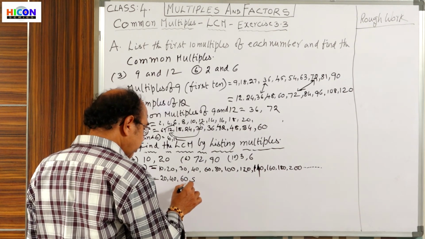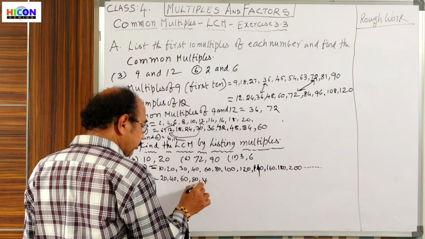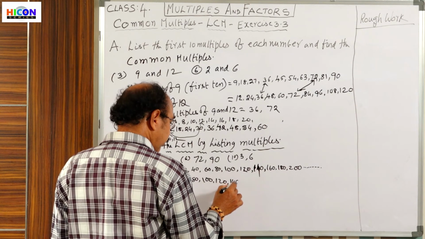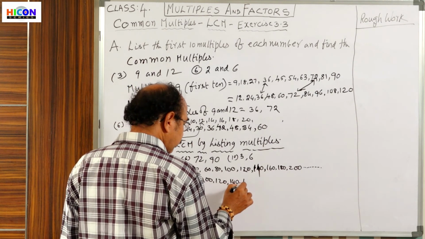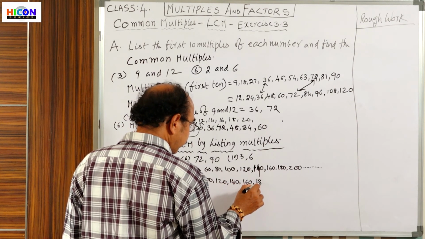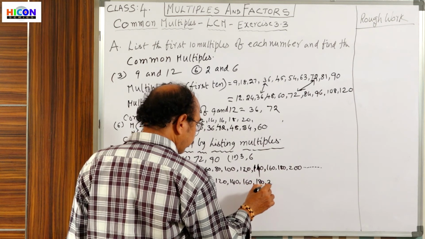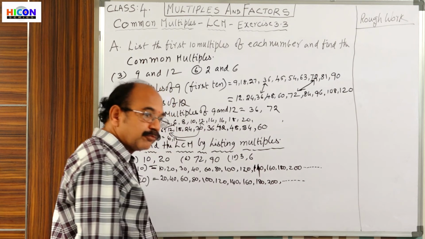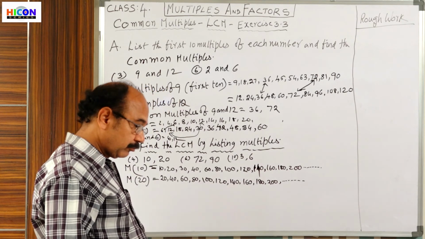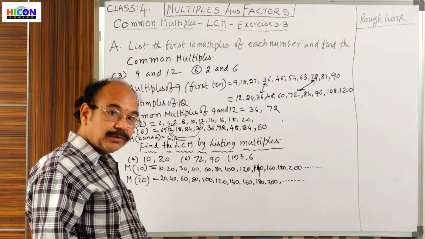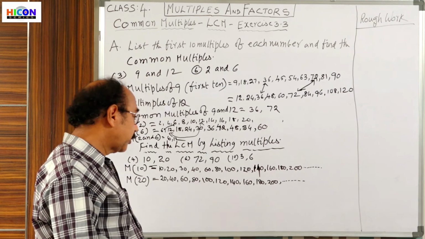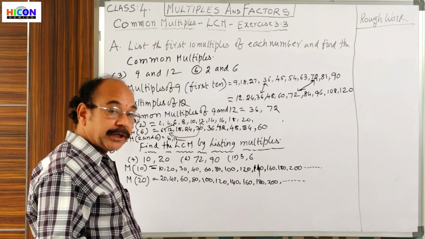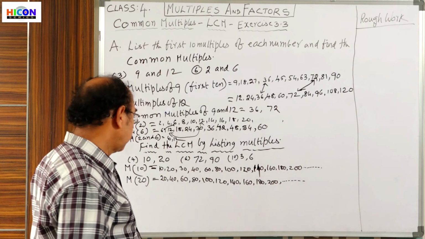60 plus 20, 80. 80 plus 20, 100. 120, 140. Okay, children. 160, 180, 200, and so on. Unlimited. There is no ending in writing the multiples of the given number. Unlimited. That means unendingly we can write.